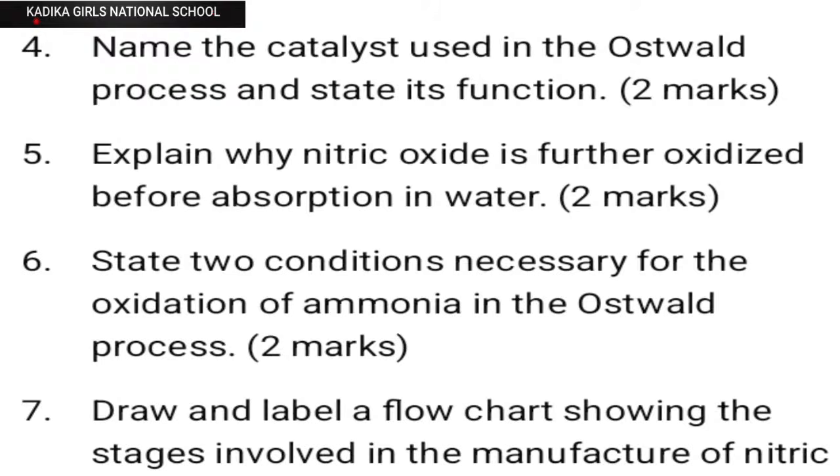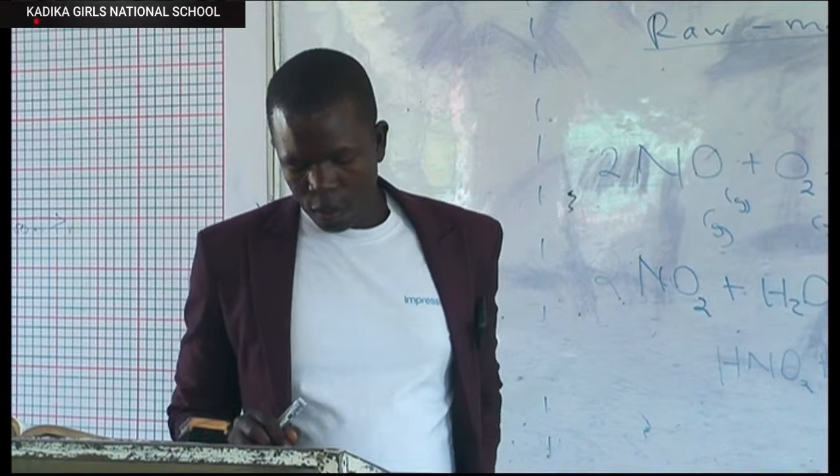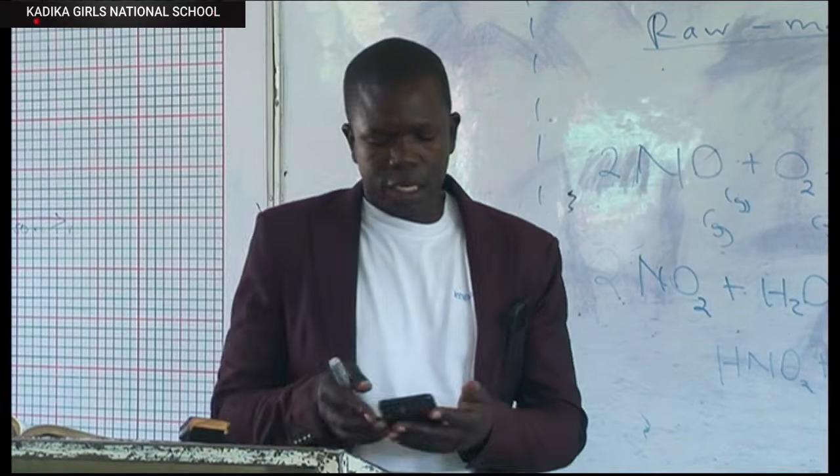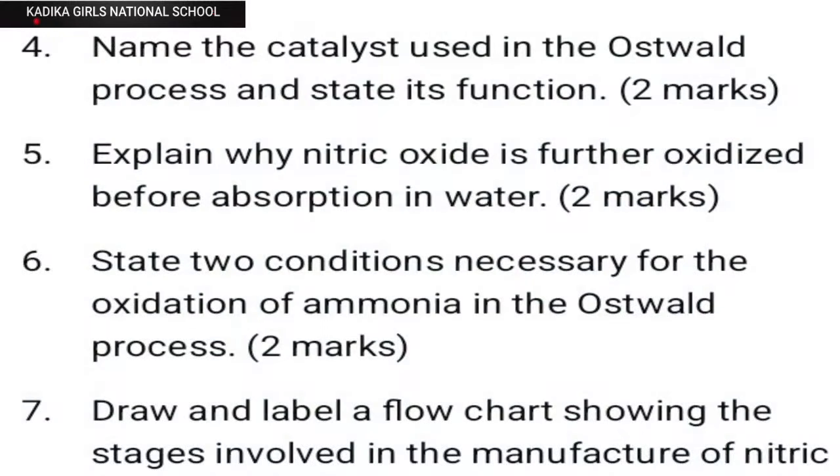And finally, draw and label a flowchart showing the stages involved in the manufacture of nitric 5 acid.